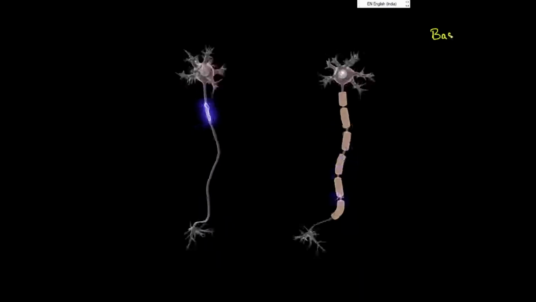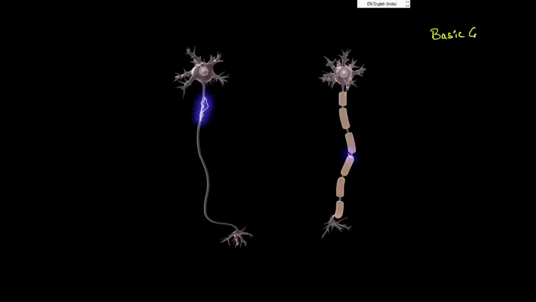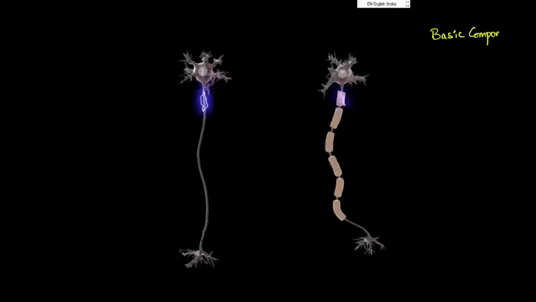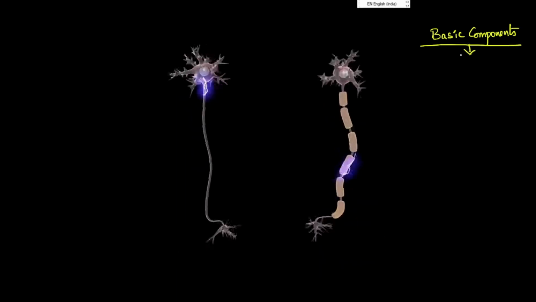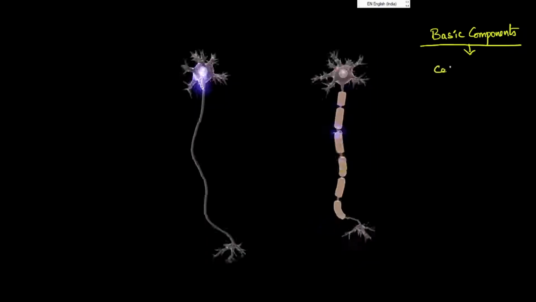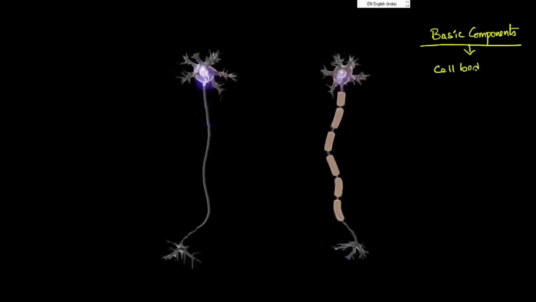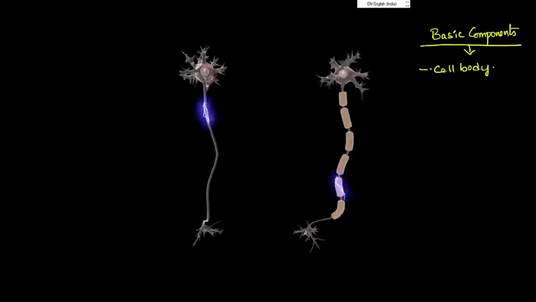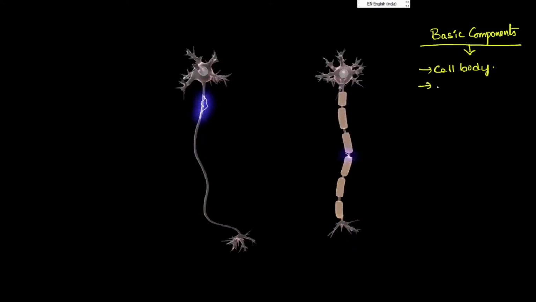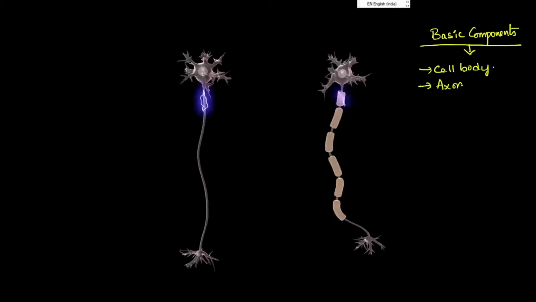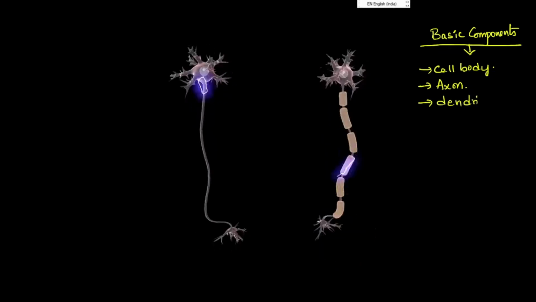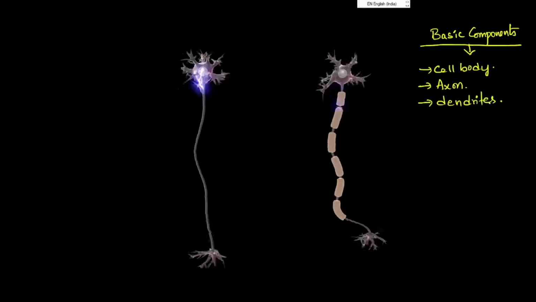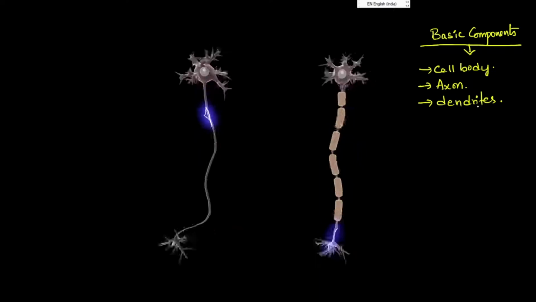Basic components of a neuron: it includes the cell body. Next, it includes the axon. Next, it includes dendrites. So what is this cell body?